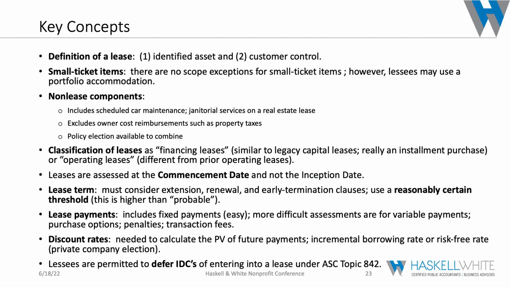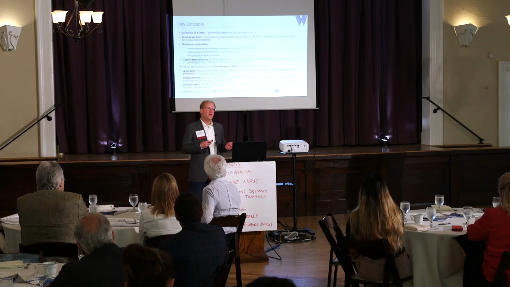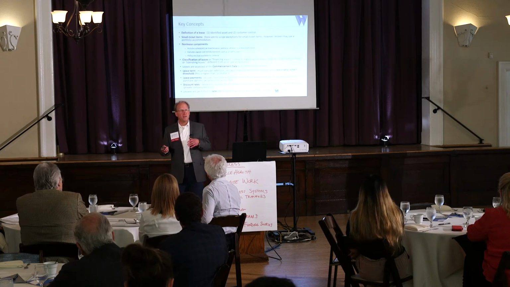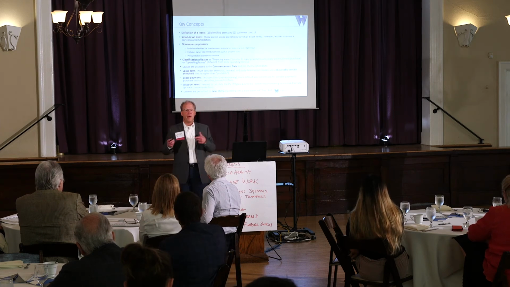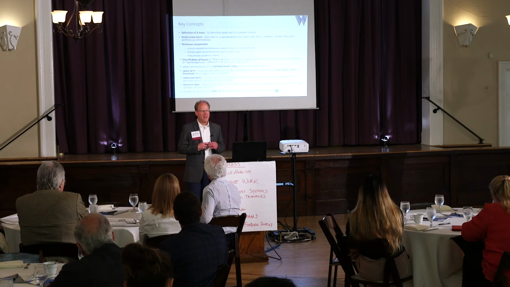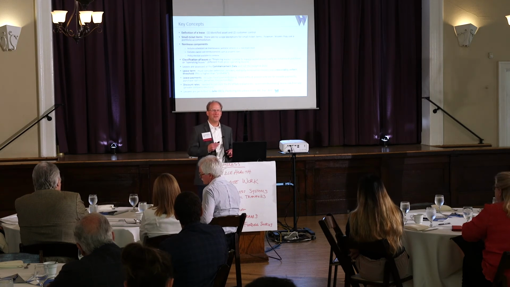We talked a little bit about the discount rate. That is the rate when you present value your future lease payments. That's the rate that you're going to use in calculating the present value. The standard says use your incremental borrowing rate. You can make an accounting policy election to use the risk-free rate. Public companies don't get that. Only private companies and nonprofits get the extra bonus. So there's your bonus for the day. Good job.